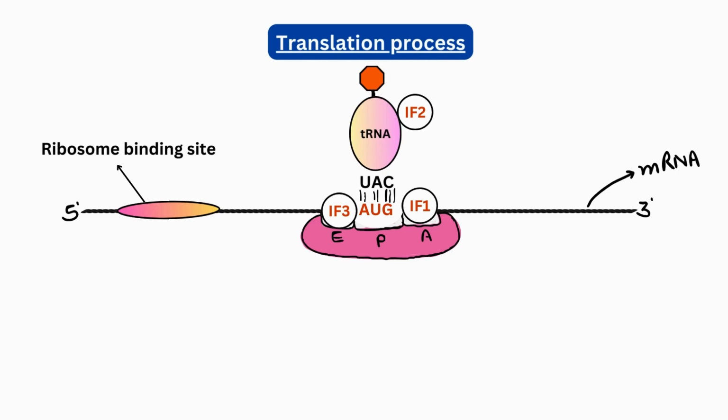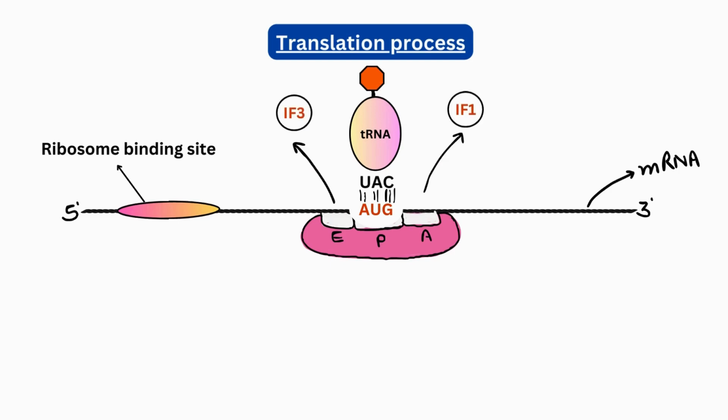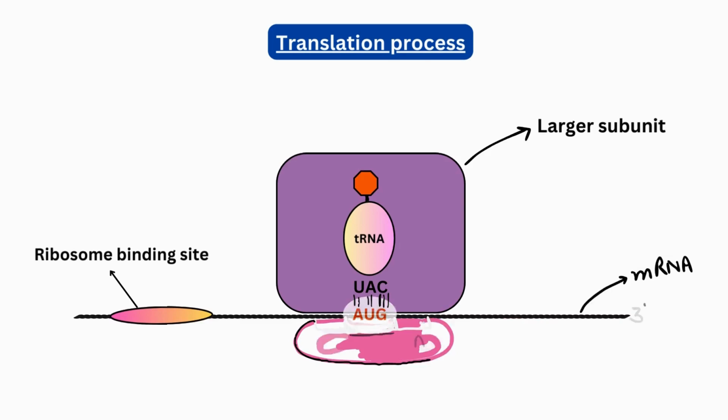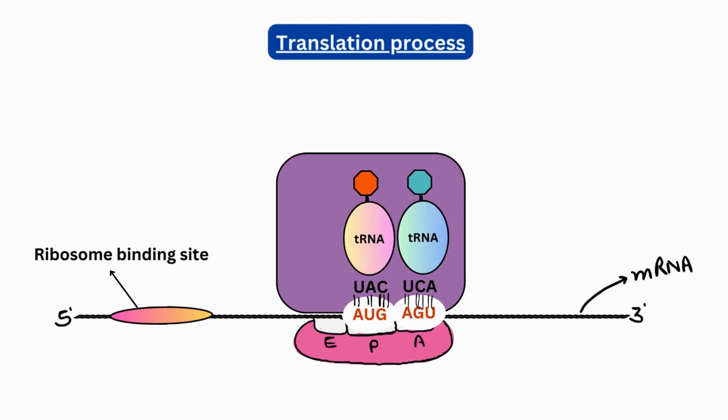Now when this initiator tRNA binds to the P site, after that the IF2 gets released. After that IF1 gets released, and after that IF3 gets released. When IF3 gets released, the large subunit of the ribosome will bind to the small subunit and result in the activation of the ribosome. Now let's say in the A site, AGU is present. Now AGU will code for another specific amino acid.